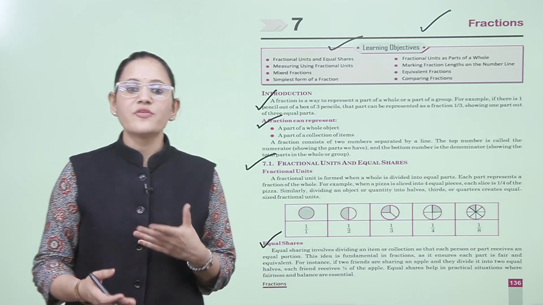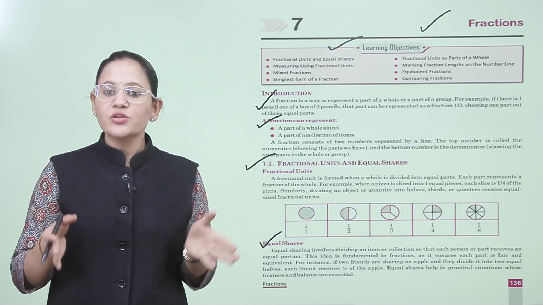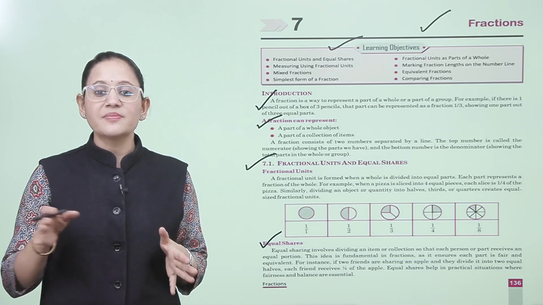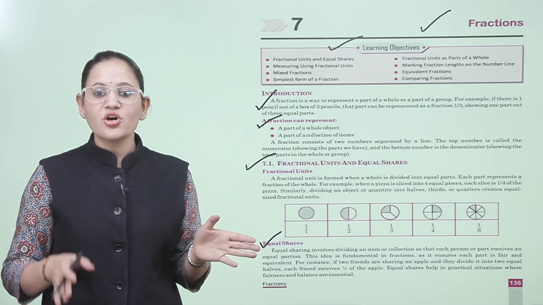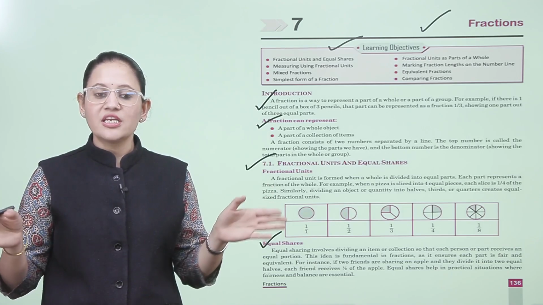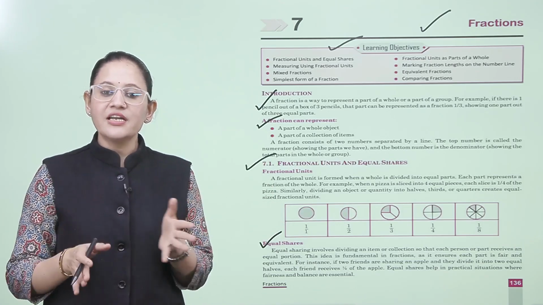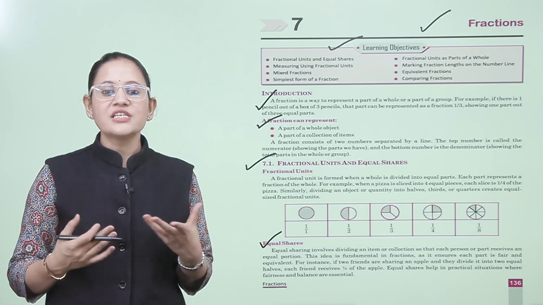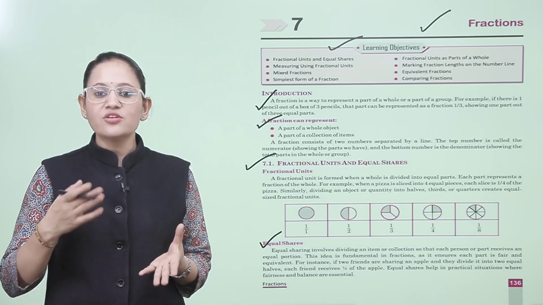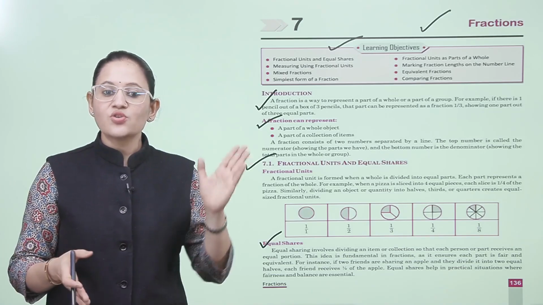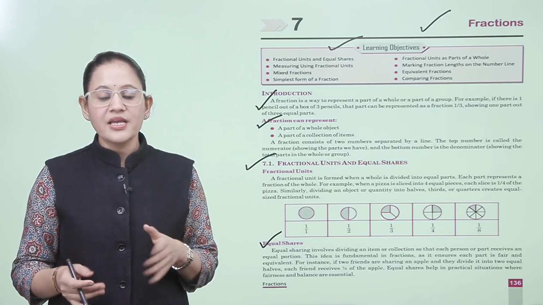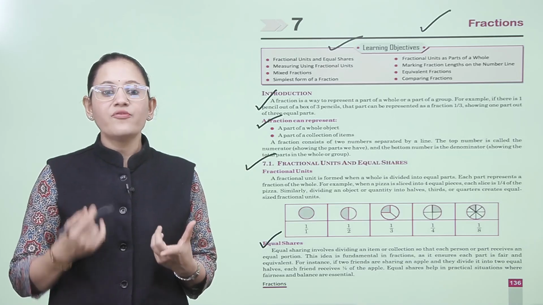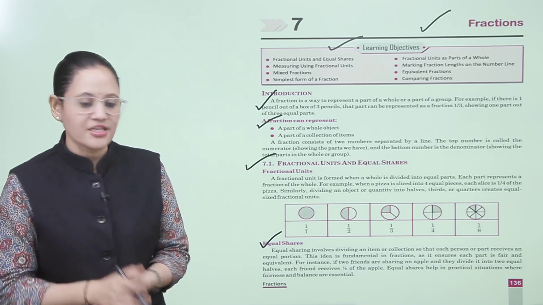Next is equal share. Equal sharing involves dividing an item or collection so that each person or part receives an equal portion. This idea is fundamental to fractions, as it ensures each part is fair and equivalent. So in fractions we divide anything into equal parts. For instance, 2 friends are sharing an apple and they divide it into 2 equal halves. So each will receive 1 by 2 of the apple. Equal share helps in practical situations where fairness and balance are essential.